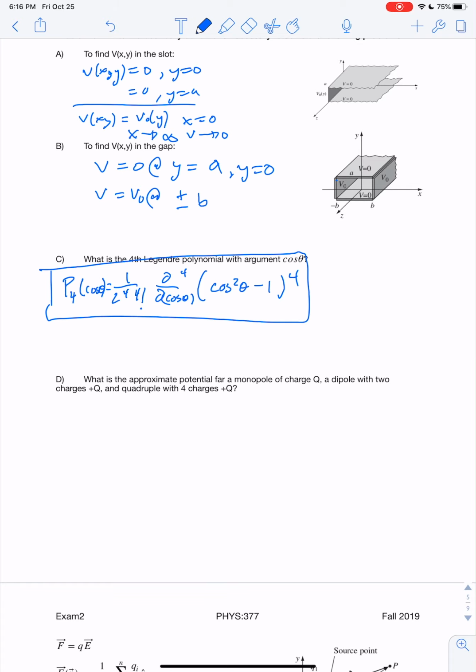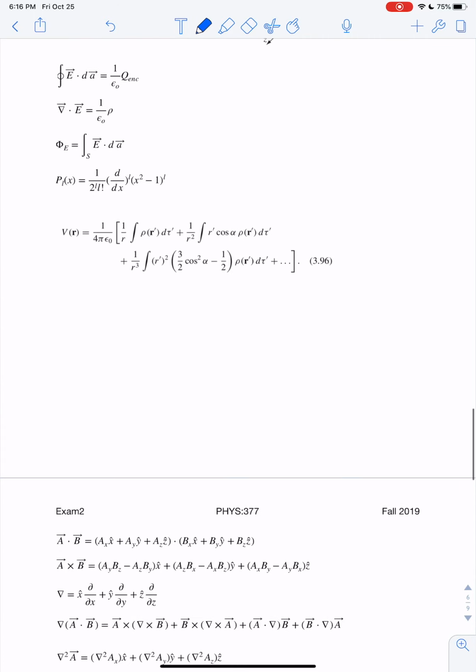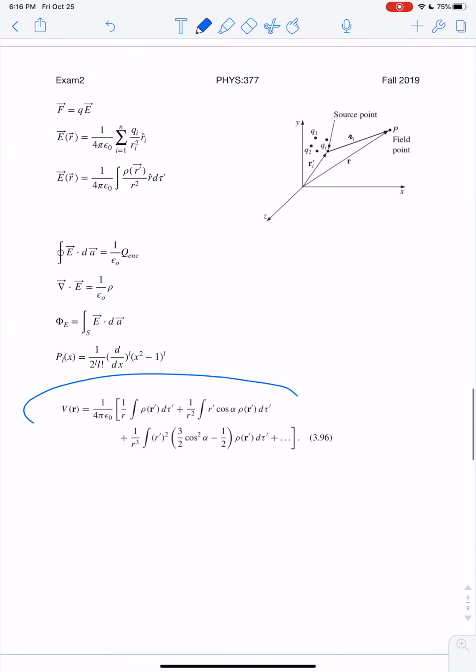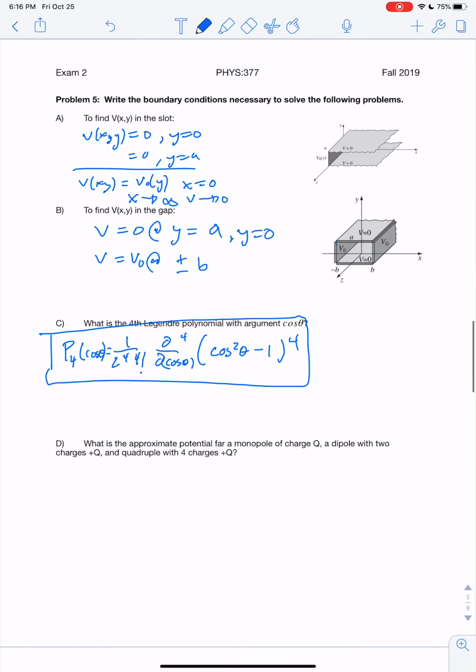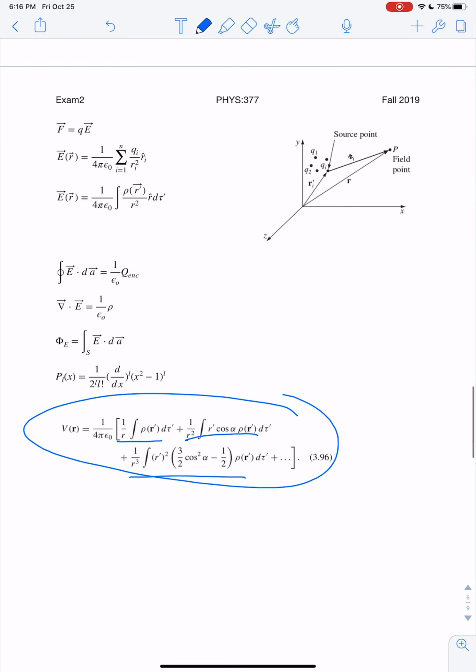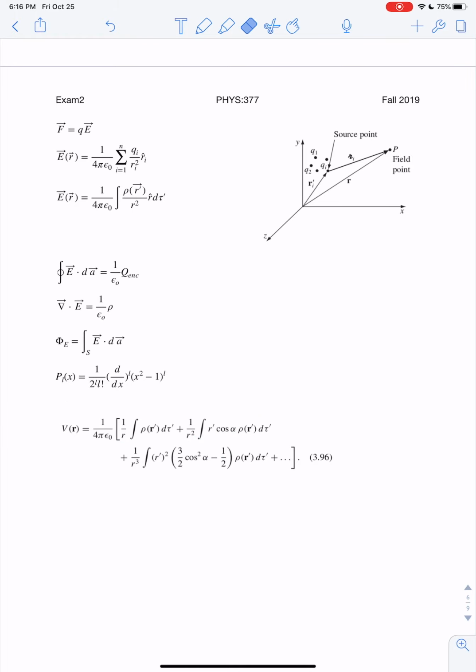Okay, then D, what is the approximate potential for the monopole? For this one, I wanted you to just write this down and say that there's your monopole, there's your dipole, and there's your quadrupole, and then you could say that for the monopole, it goes like Q over R. For the dipole, it goes like 2Q over R squared, and 3Q over R cubed, something like that. So just approximately, using this and just kind of describing what this formula is.